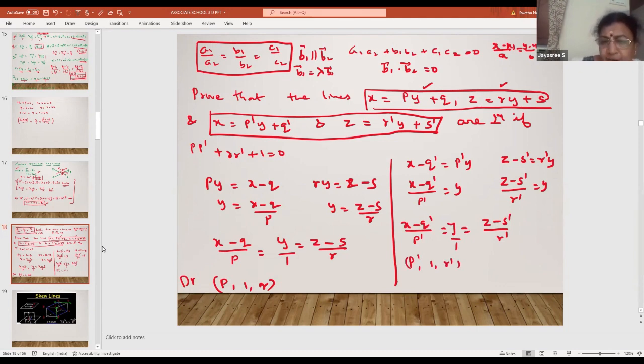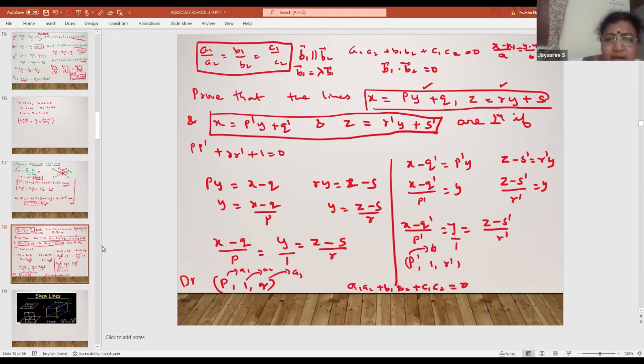So now the perpendicular concept: a1 a2 plus b1 b2 plus c1 c2 is 0. This is a1 and a2 and a3. Why I am telling you we should not be very lazy while I am writing.